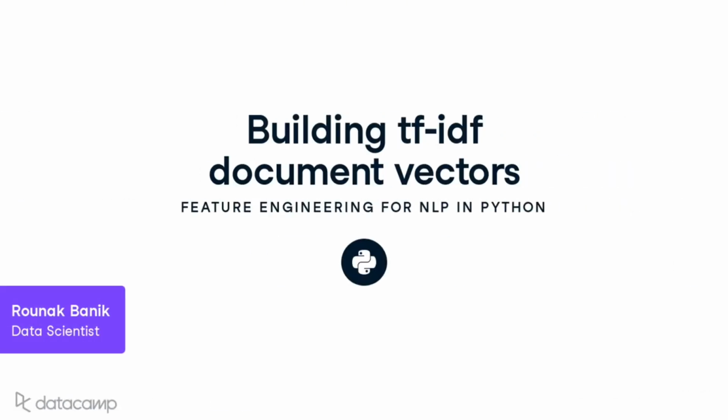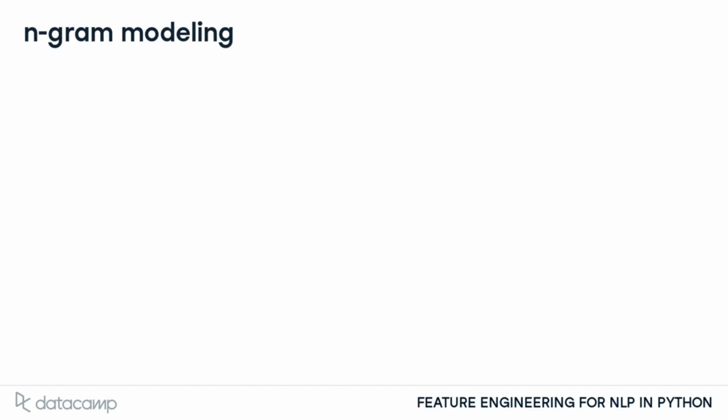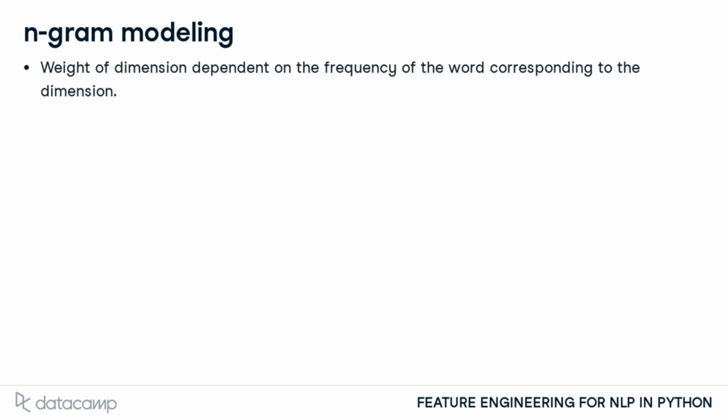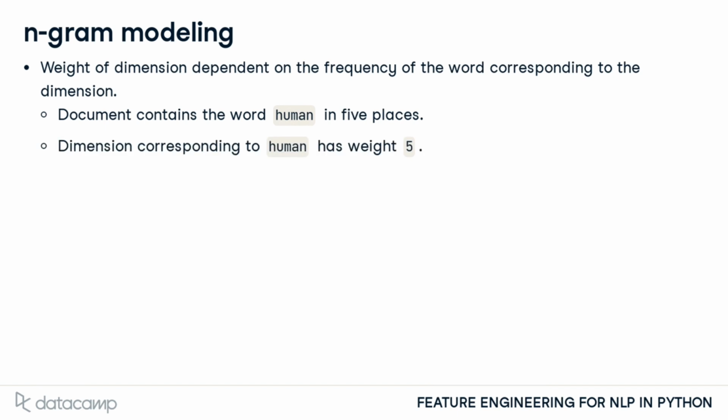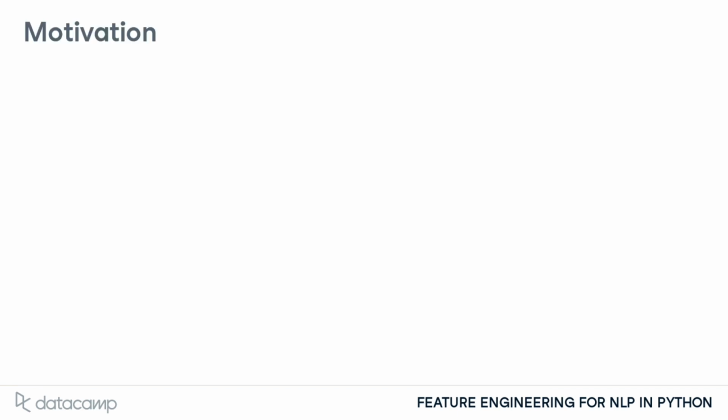In the last chapter, we learned about n-gram modeling. In n-gram modeling, the weight of a dimension for the vector representation of a document is dependent on the number of times the word corresponding to the dimension occurs in the document. Let's say we have a document that has the word human occurring 5 times. Then, the dimension of its vector representation corresponding to human would have the value 5. However, some words occur very commonly across all the documents in the corpus. As a result, the vector representations get more characterized by these dimensions.